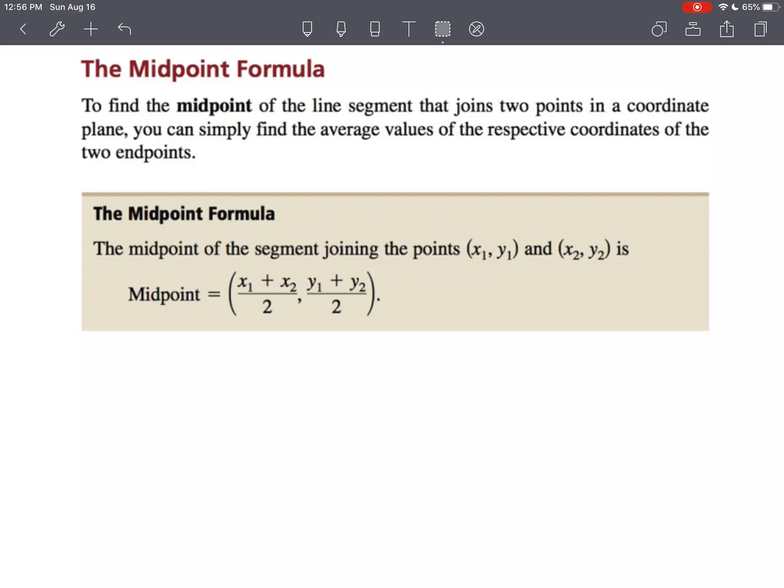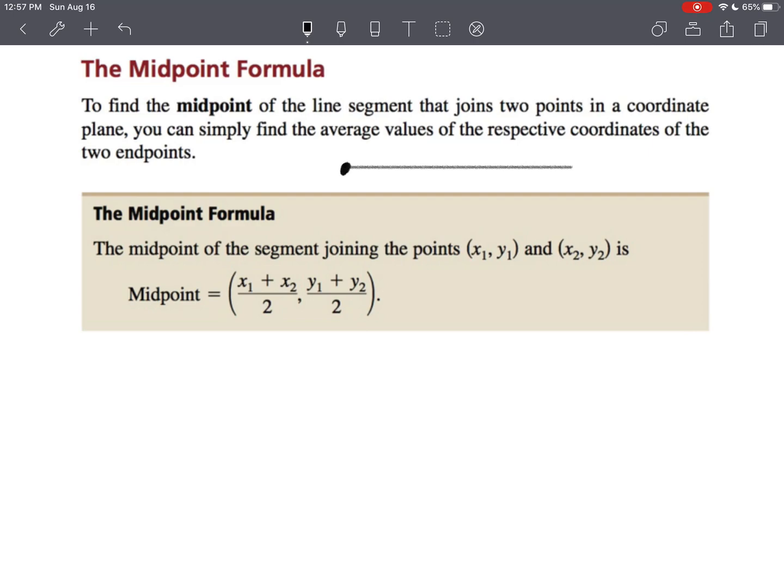Every segment has a distance, a length that we call distance from one point to the other, and every segment has a midpoint. Now, the midpoint is the point, the ordered pair, that is halfway between the two endpoints. So I'm going to draw a picture for you. So we have, I'm going to make this as straight as possible.